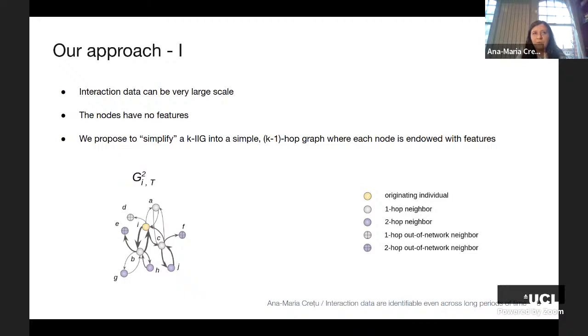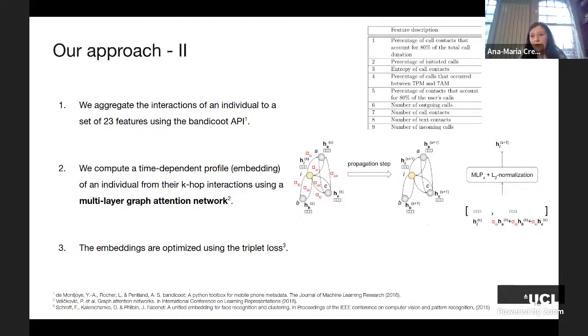So we will actually perform a pre-processing step where we simplify, let's say, a 2-hop interaction graph to a smaller graph where all the nodes have features. And the features in question are a set of hand-engineered features that summarize the information about the communications of the individual. So stuff like the entropy of the call contact graph, the number of contacts for calls, the number of contacts for text, and so on.